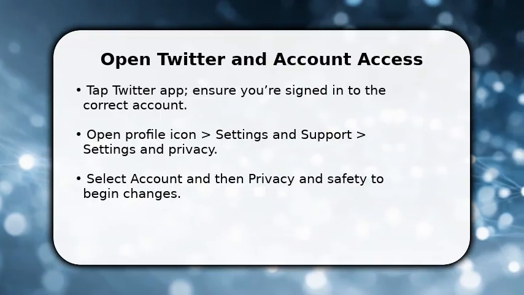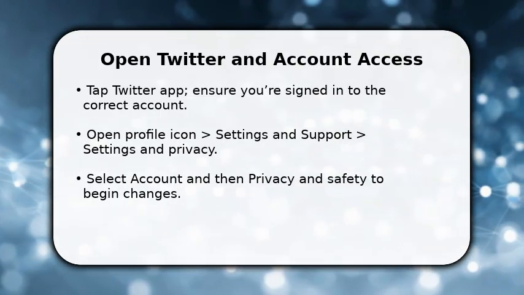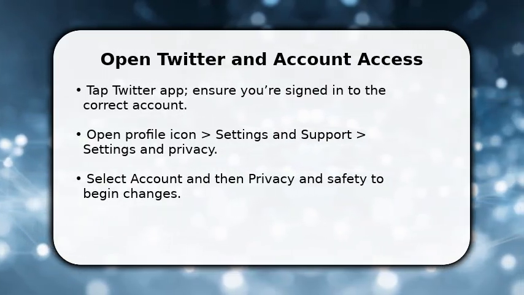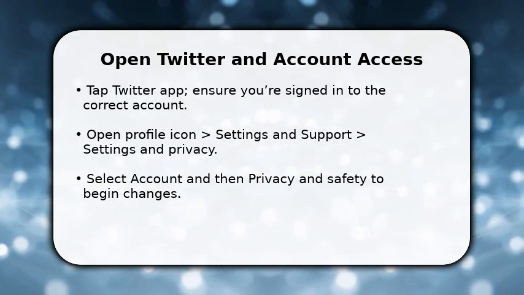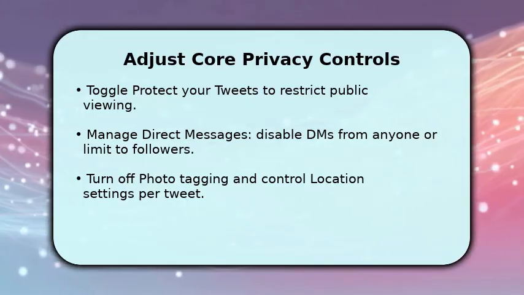This is the single path on iOS. Follow it precisely so you don't miss nested toggles or options hidden under Security and Account Access. Now that you're in Privacy and Safety, start with Protect Your Tweets if you want posts visible only to approved followers. Enable it and understand it stops public resharing.